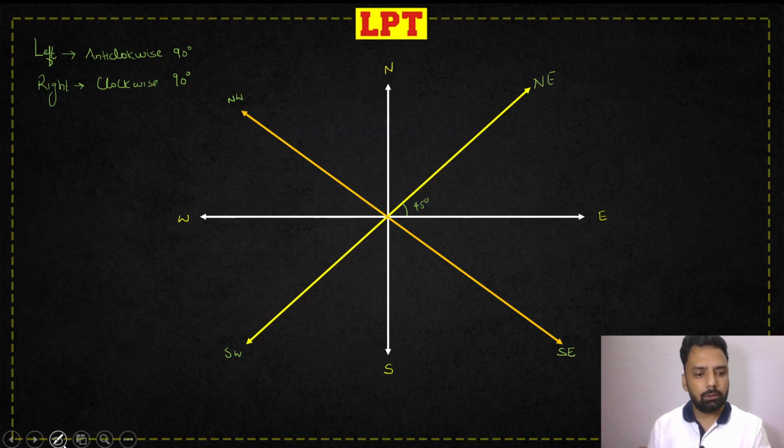Suppose the question says you are facing towards east and you have to turn 45 degree to the northeast direction. When I say northeast, you will be turning 45 degree in the anti-clockwise direction. If I am facing towards east and I have to travel southeast, I will be turning 45 degree in the clockwise direction. So these are basically the fundamental directions that we are using. Just keep in mind the concept of left and right.